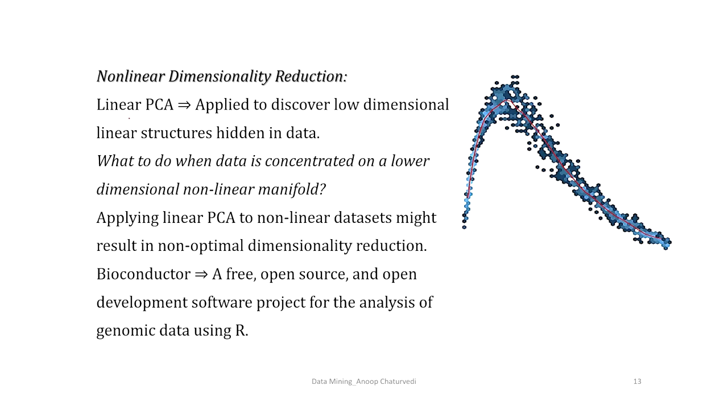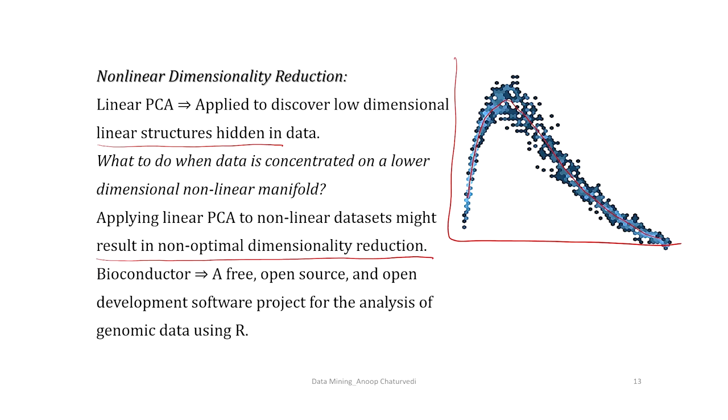We use linear principal component analysis to discover low dimensional linear structure hidden in the data. So, if the data is concentrated around a low dimensional feature space or a low dimensional linear structure is hidden in the data, then you can make use of linear principal component analysis for reducing the dimension. But what to do when data is concentrated on a lower dimensional nonlinear manifold? So, you take this kind of data. So, data is concentrated around a nonlinear hidden structure. Then suppose we apply linear principal component analysis to this data set, then it might result in non-optimal dimensionality reduction.